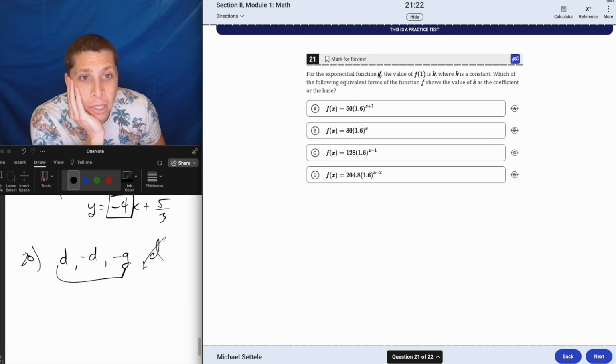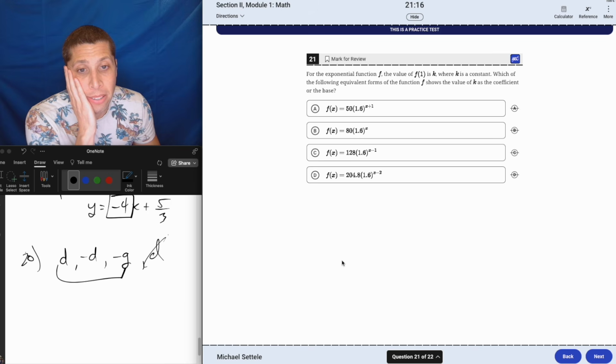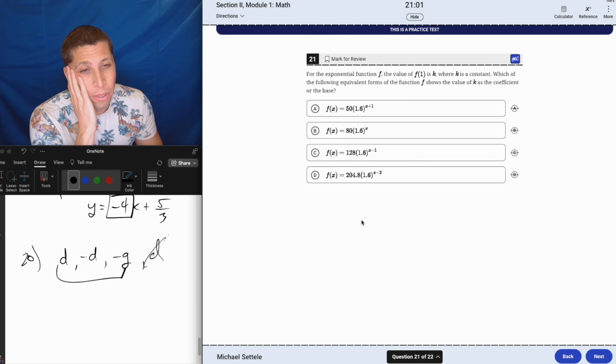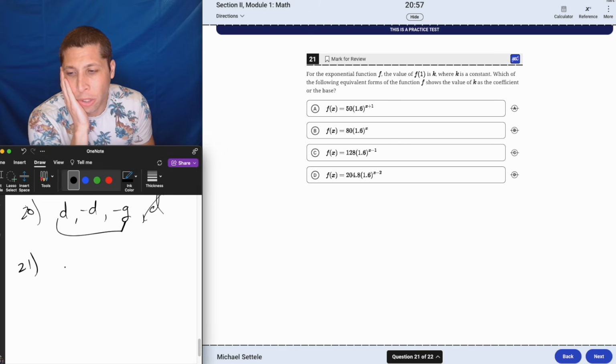For the exponential function, the value of f(1) is k, where k is a constant. Which of the following equivalent forms of the function shows the value k is the coefficient or the base? That means like the number in front of x or here. Okay, the value of f(1) is k. Here's a good example where, don't worry too much about what they're asking. f(1) is k.